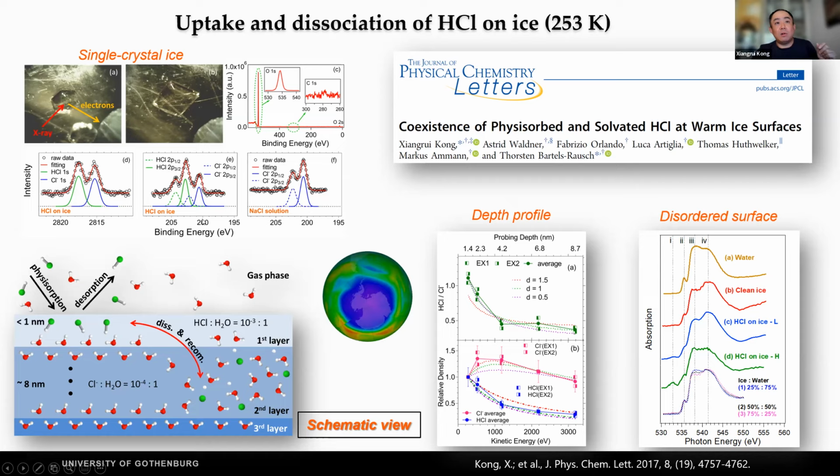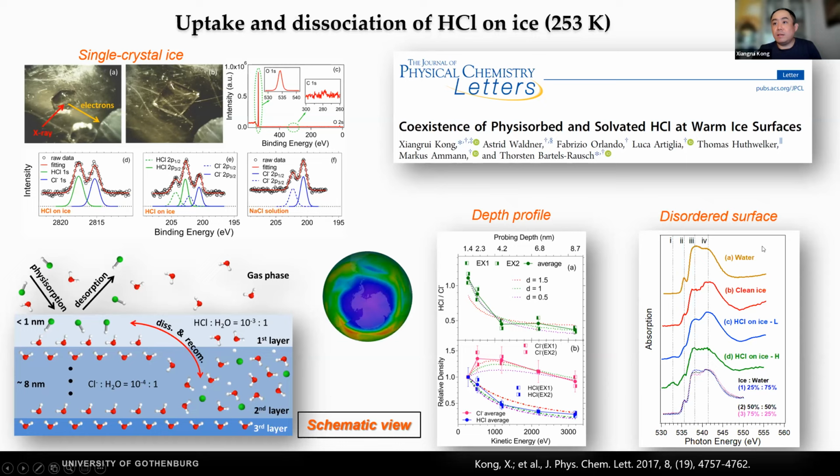Also, one feature of XPS is that we can do depth profiles. We can change the photon energy from the synchrotron source, and then the probing depth increases proportionally to the photon energy. By doing that, we can probe information from different depths. We put in a three-layer model and described these depth profiles based on different ratios, and this schematic figure is what we got. You can see we have different ice structures, and HCl physically adsorbed on the surface. And we see that the molecular HCl only exists on the very top of the surface, below 1 nanometer. Below that, it is totally dissociated. And the total dissociation is more or less what we expect from our thermodynamic understanding of HCl.